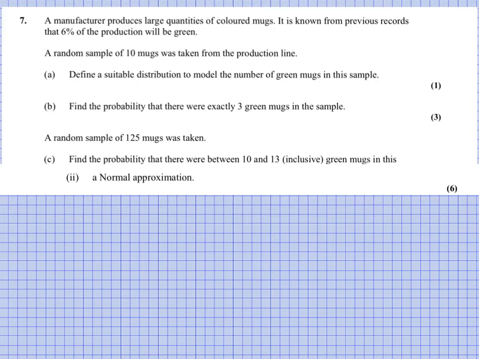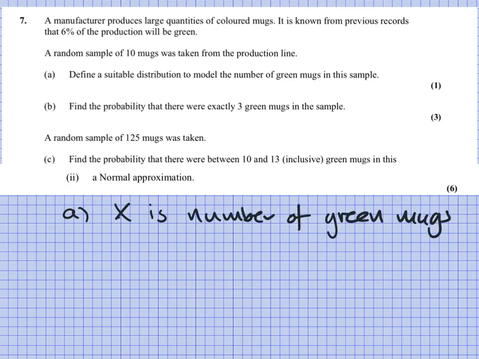Define a suitable distribution for the mugs in this sample. Find the probability that exactly 3 mugs were green. Okay, so to do this, for part A, let's call X the number of green mugs, and X can be modelled as a binomial. They're green or they're not green, where there are 10 tests and a probability of success of 0.06. 1 mark. Well done us.